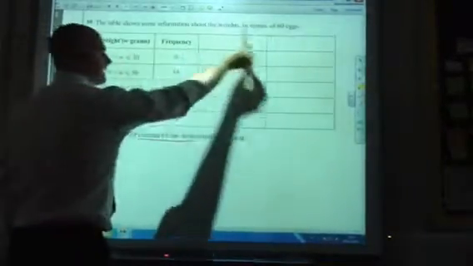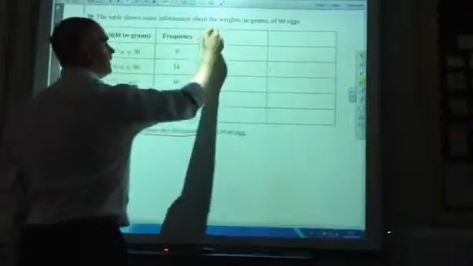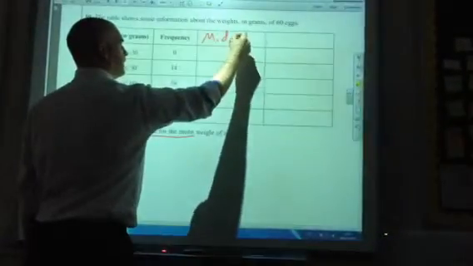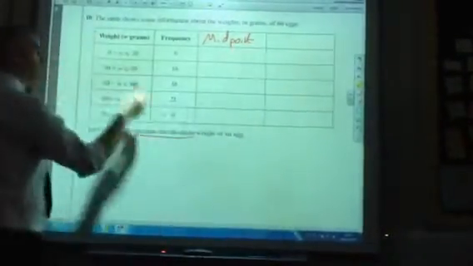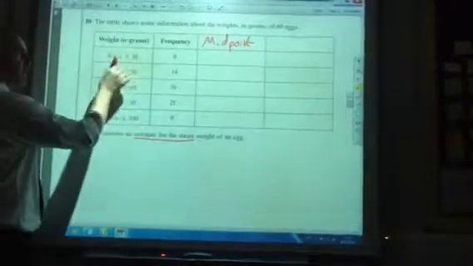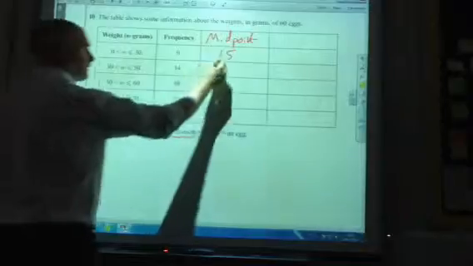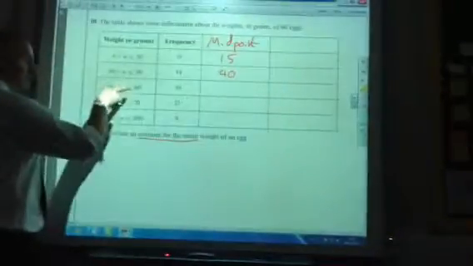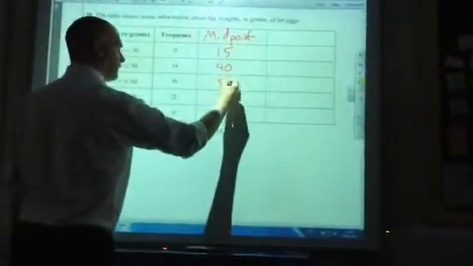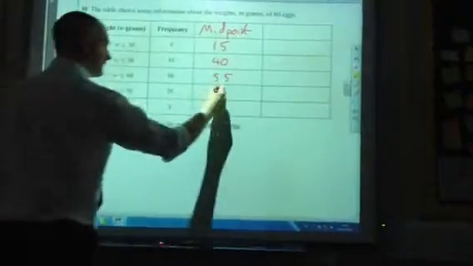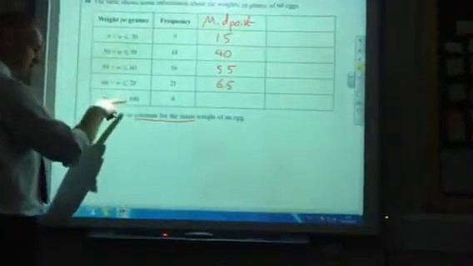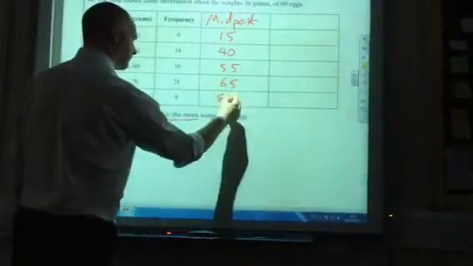You may have to create this table space yourself. So I would call this a midpoint, and to find the middle between two numbers, you add the values together and you halve it. So that would be 15. Add those together and halve it would be 40. Add those together and halve it is 55. Add these together and halve it is 65. And add these together and halve it is 85.